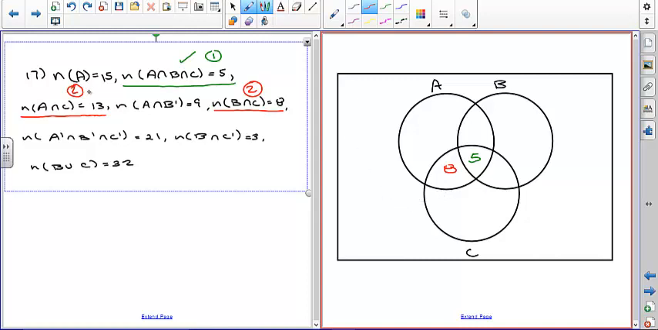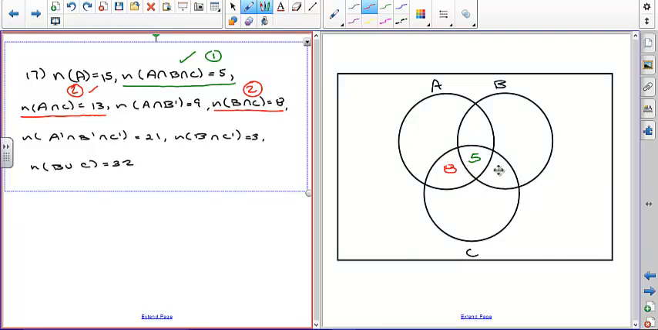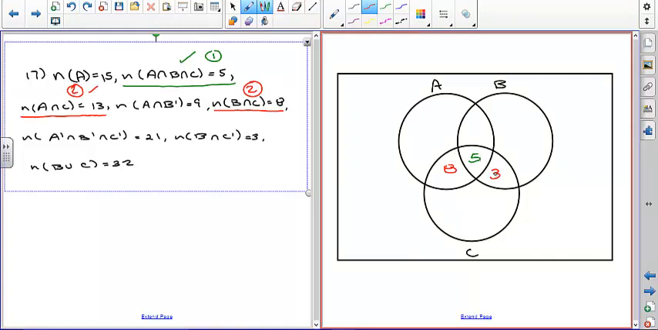Okay, so that one's done. Intersection of B and C. Here's B, here's C. So these 2 are part of the intersection. The total has to be 8. I've already got 5, so that means I put 3 there. 5 plus 3 is 8. So we did subtraction there. 8 minus 5 is 3. Now we don't have the third intersection yet, so we can't do that.